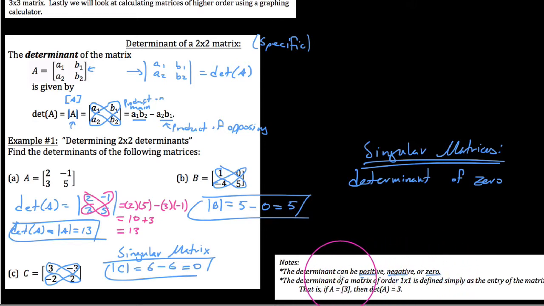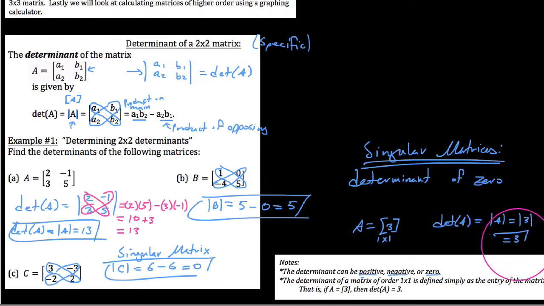And then last but not least, we say the determinant of a matrix of order 1 by 1 is defined simply as the entry in that matrix. So that is, if we had a matrix A, and I'm saying matrix A here is just a 1 by 1, and its first row, first column entry is a 3, then we would say that the determinant of A, which could be written this way also, would just be equal to 3.